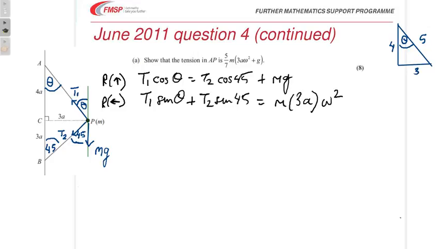I've resolved vertically because there's no acceleration vertically, so the forces balance. Horizontally, towards the center of the circle at C, the resultant force towards the center is equal to, well, either mv squared over r or mr omega squared. And we've used the second of those two since they tell us about omega.